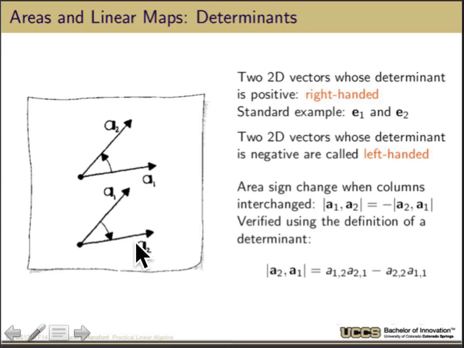And the areas change sign. Okay, so I can go from left-handed to right-handed when columns are interchanged. So if I have this matrix a1, a2, and I swap it to be a2, a1, then the determinant is going to change its sign. And if you just think about these two vectors, swap them, and if I want to go from here to here with my hand, with my thumb pointing up, and I change their order, then I have to change my hand to make it work out.